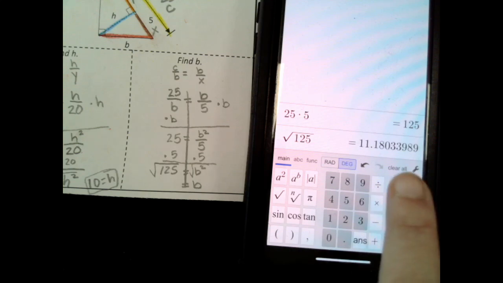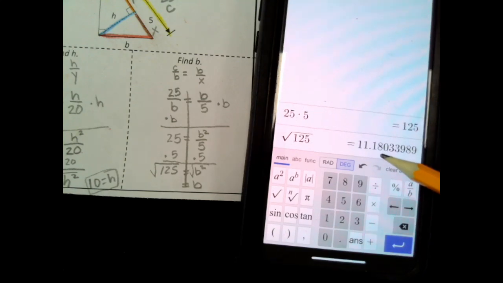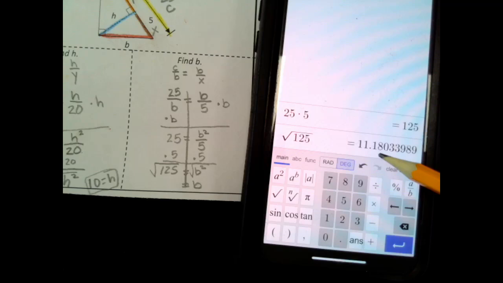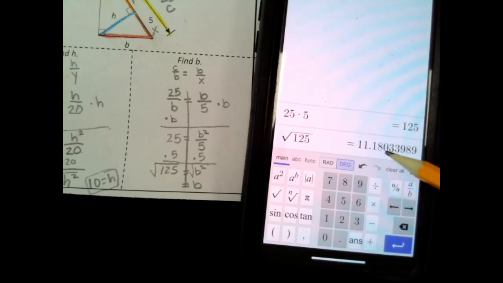So if I have 11.18 hundredths, do I want to keep it at 18 hundredths or round to 19 hundredths? Good. What number tells me to keep it at 18? Yeah, the next number. Good. So the next number is a 0. That tells me to stay. So 11.18.